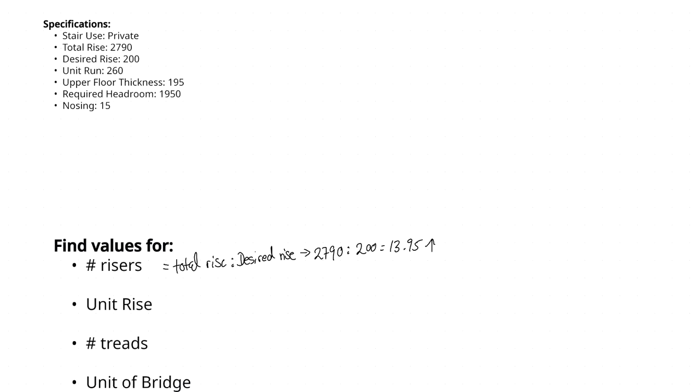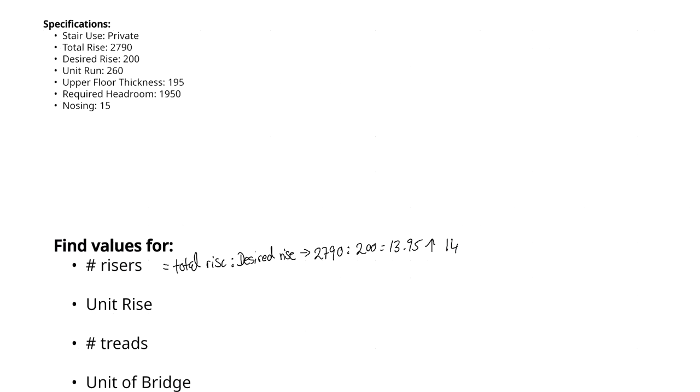Because we're closer to 14 here, we are rounding up to 14. But be mindful that if this number is ever something like 0.25, but the desired rise is very close to the maximum unit rise as per code, just double check to see if you can round down or if you always have to round up. Always be mindful of whatever code you're working with. So we have 14 risers.